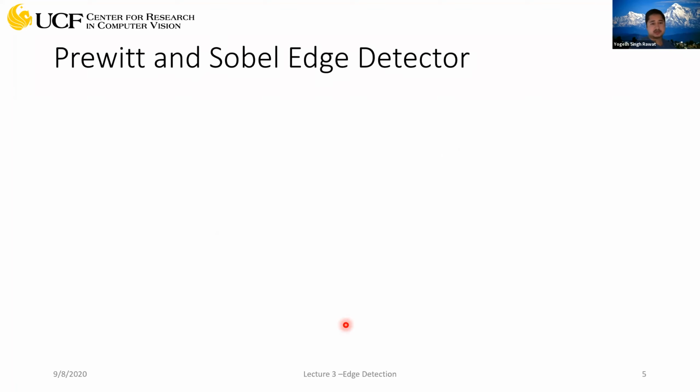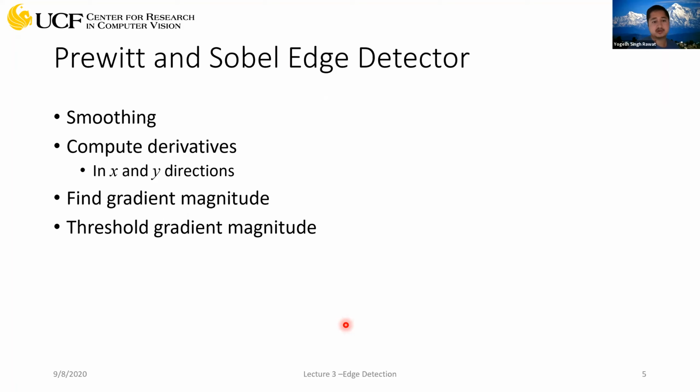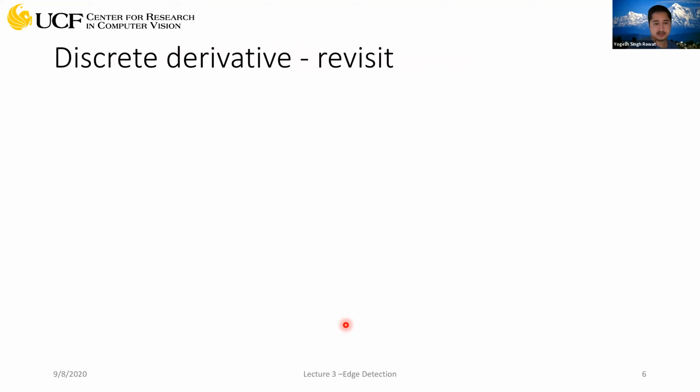So today we are going to discuss two basic edge detectors. These are called the Prewitt and Sobel edge detectors. Both of these detectors follow the same steps. First we smooth the signal, and we can choose any filter we want. Then we compute derivatives. For images, we compute the derivative first in the x direction, then in the y direction. Based on these derivatives in the two directions, we compute the magnitude of the gradient. Then we use a threshold value on that gradient, which will give us the resultant edges.